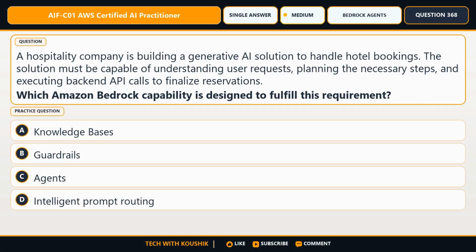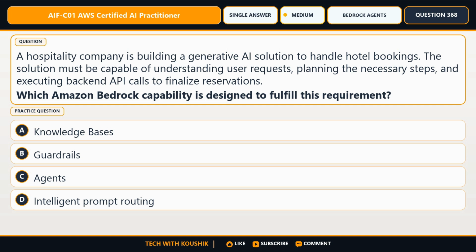Let's break down question number 368. Read the scenario with the target outcome in mind. A hospitality company is building a generative AI solution to handle hotel bookings. The solution must be capable of understanding user requests, planning the necessary steps, and executing backend API calls to finalize reservations. Which Amazon Bedrock capability is designed to fulfill this requirement?